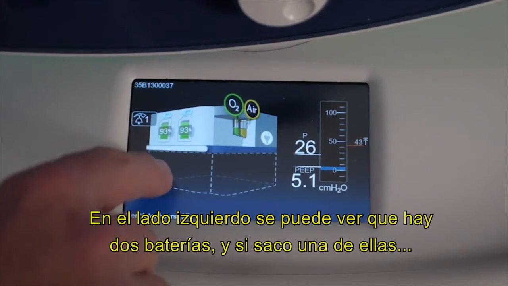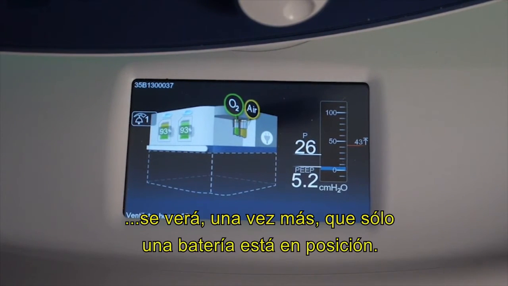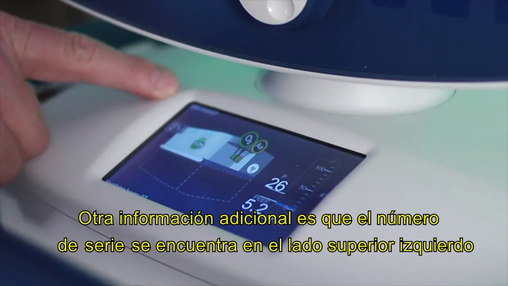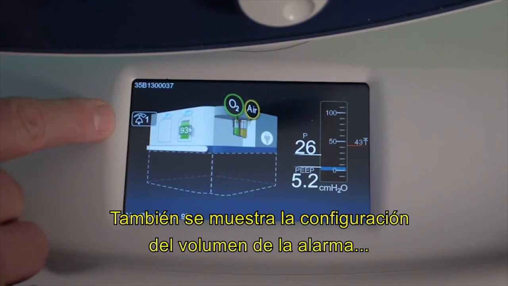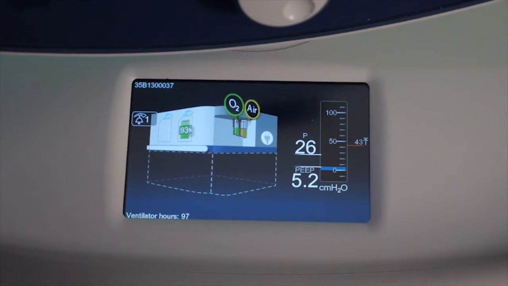Over on the left-hand side, you can see that there are two batteries in. If I pull one of the batteries out, you'll see that, once again, it's reflecting that only one battery is in position. Other additional pieces of information is the serial number is up on the top left-hand side. The setting for the alarm volume is shown as well. And then the number of ventilator hours is shown here on the bottom left-hand side.